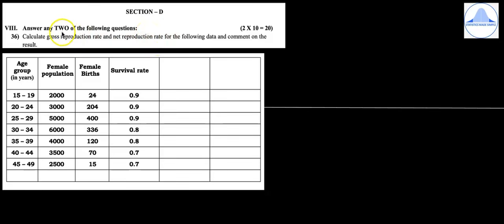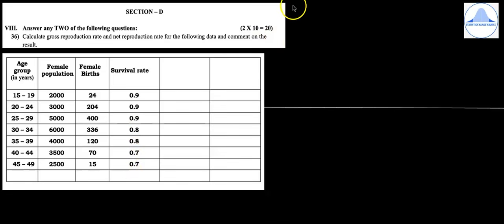Section D, 8th main, answer any two of the following questions. 2 into 10 is equal to 20. 36th question: calculate gross reproduction rate and net reproduction rate for the following data and comment on the result. The age groups in years are given from 15 to 19 up to 45 to 49, and the corresponding male population, the female births and the survival rates are given.